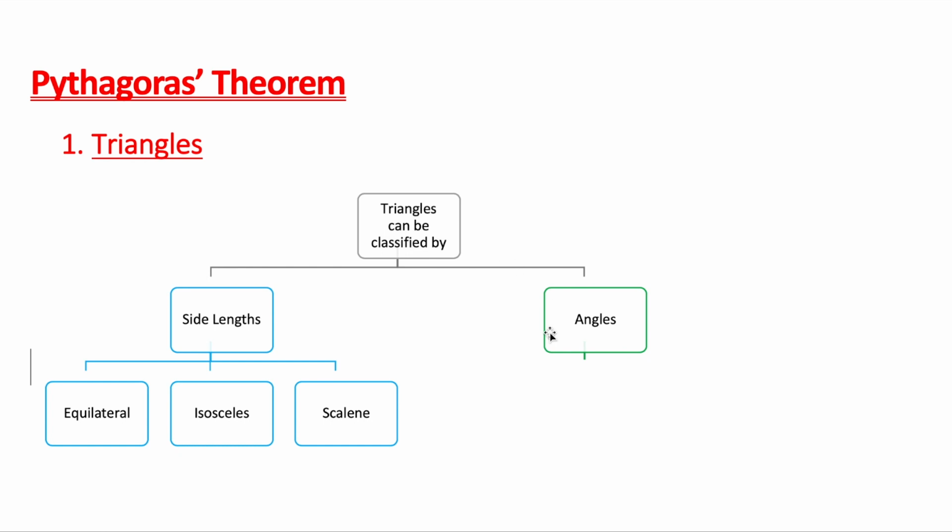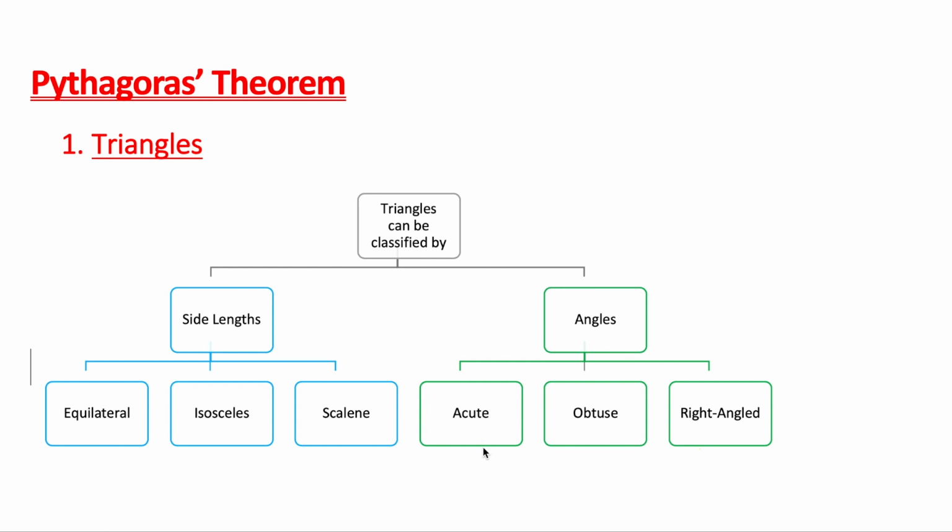If we classify triangles by its angles, then we also have three types. We can have an acute triangle, which means that all the internal angles of that triangle are acute, or that they measure less than 90 degrees. We can also have an obtuse triangle, which means that one of the internal angles is more than 90 degrees, or obtuse, and a right angle triangle, which means that it has one angle that measures exactly 90 degrees, one right angle.